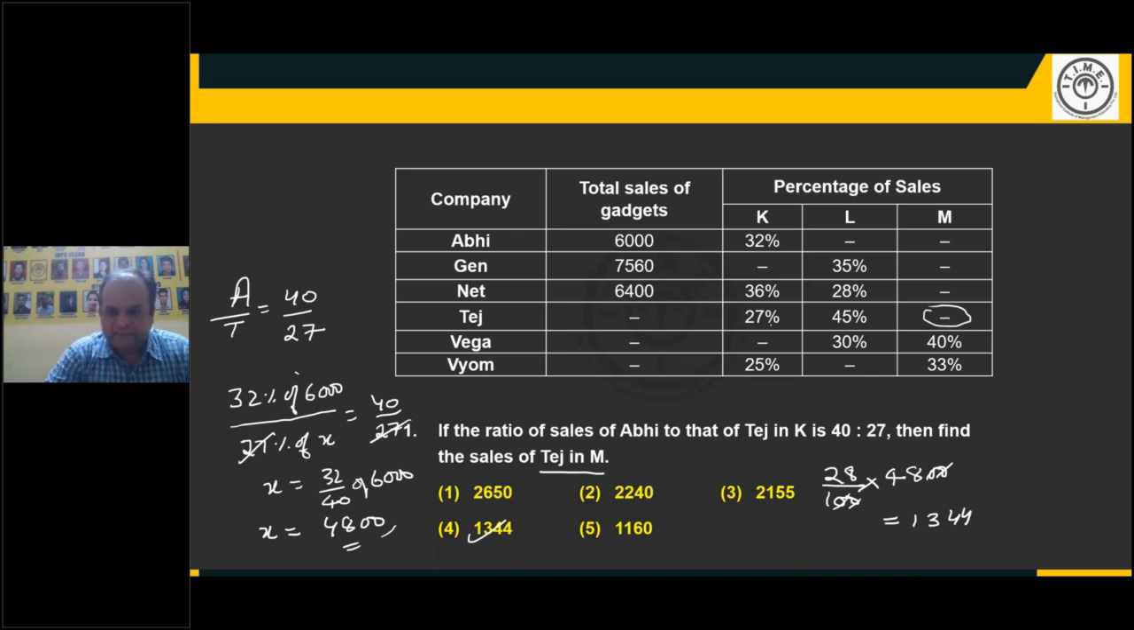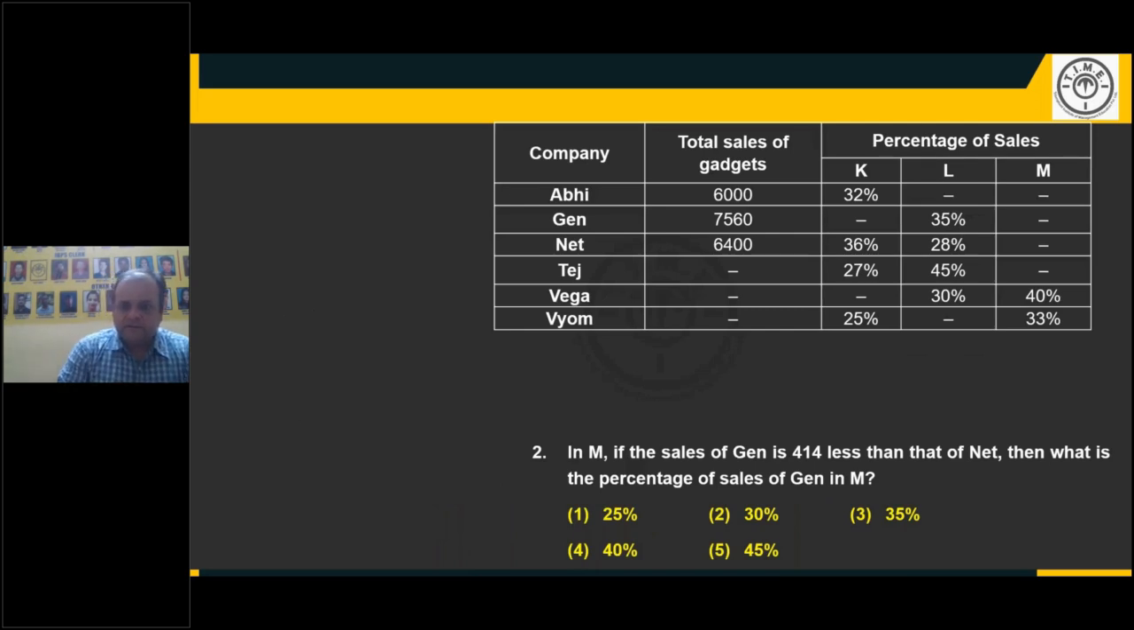All right, we move to the next one. Now, again, the data remains the same. And in this question, we have been given that, just go through the question. If in M, the sales of Gen is 414 less than that of Net, then what is the percentage of sales in M?